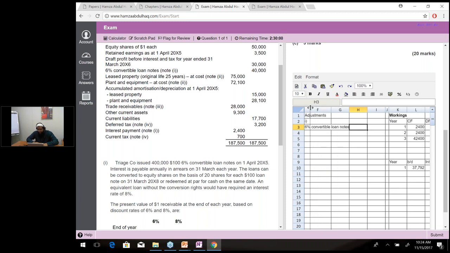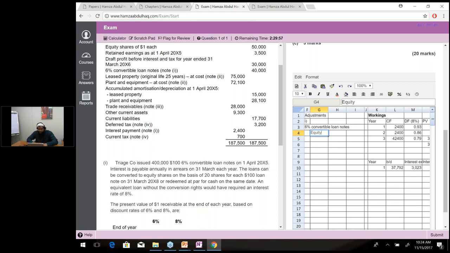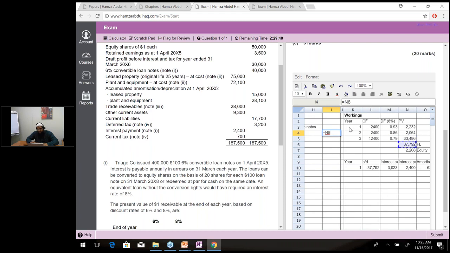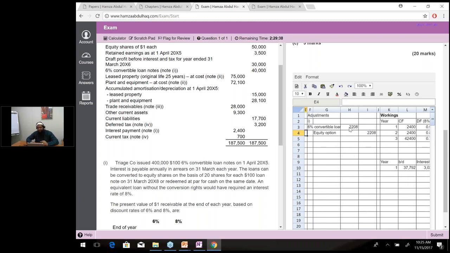And I'm going to credit equity option. Why am I crediting the equity options? Because actually the equity option was to be recorded at its value of 2208. So I will be debiting the loan notes and crediting the equity option by 2208. So this is the first adjustment that was to be recorded. We have to decrease the loan notes from 40,000 to the value of the financial liability, and instead we have increased the equity option.